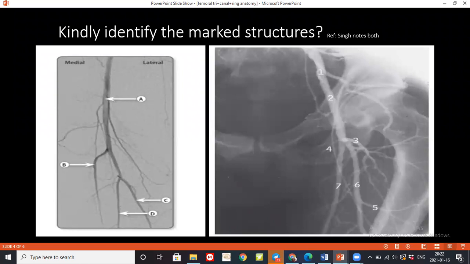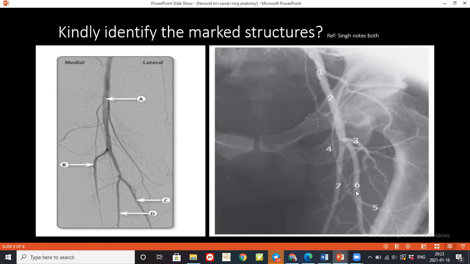If we are moving on to the right hand side, what are we looking at? I think it is a femoral arteriogram. What is number one? Common femoral artery. What is two? It's the profunda femoris artery. Three is the lateral circumflex artery. Four, please. Medial circumflex artery, isn't it? And five, please. It's a small one, so it's perforating. Six, please. It's the big one.